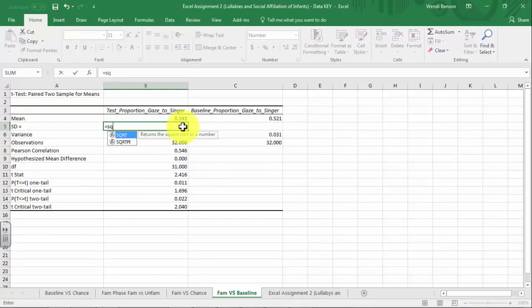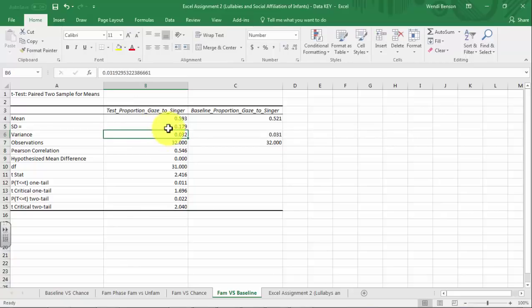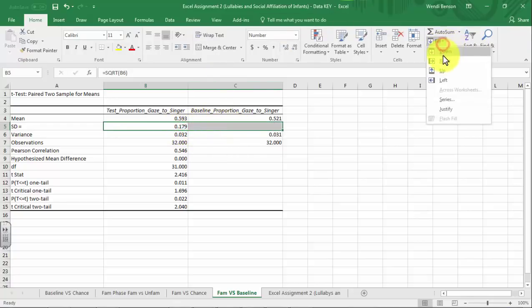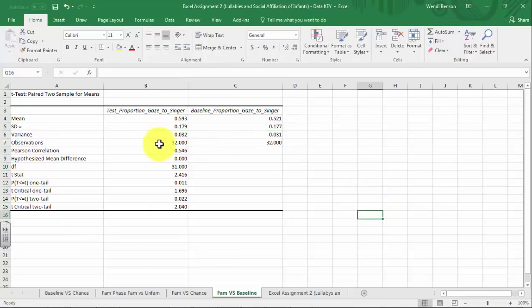Equals the square root of the variance. And then you can just copy that formula over with the little plus sign, drag it over, or you can click and drag over and do fill right. There's our standard deviations. We have 32 observations still. Don't worry about the correlation. Degrees of freedom is still 31.